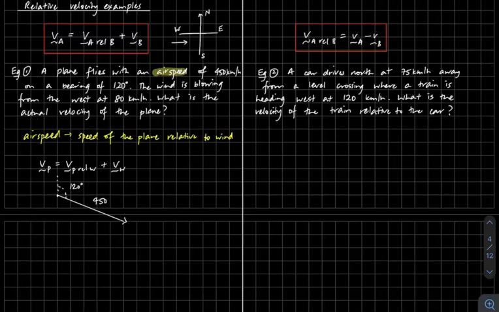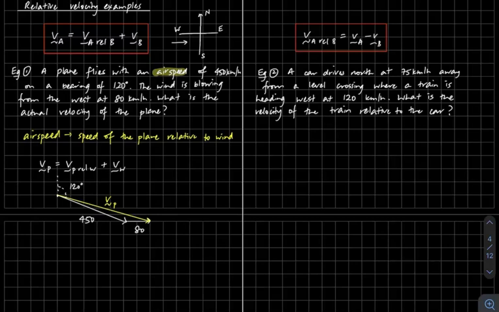Maybe I'll write it below that actually. So let's say 450 kilometers an hour. And then we've got the velocity of the wind, which is 80 kilometers an hour from the west. So that's going to be something like 80 from the west. So we're doing a vector sum of those two, and the vector sum of those two should give us the resultant vector here, which will be the velocity of the plane, the actual velocity of the plane.